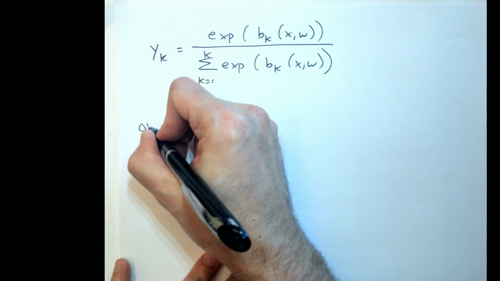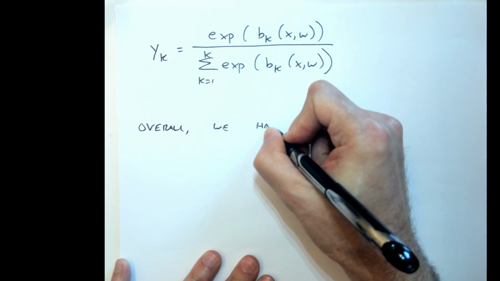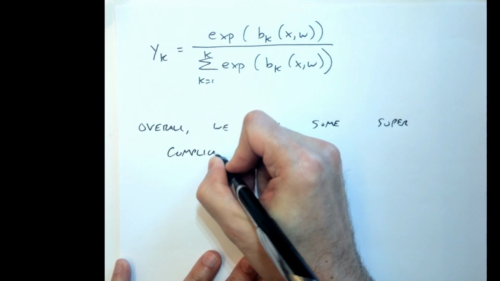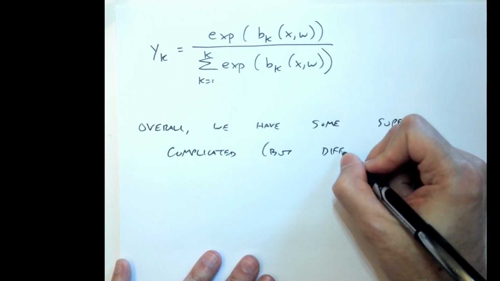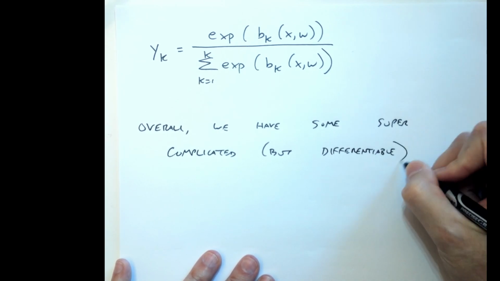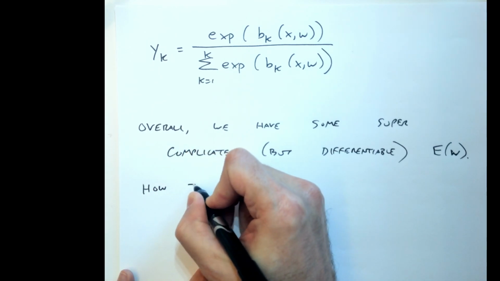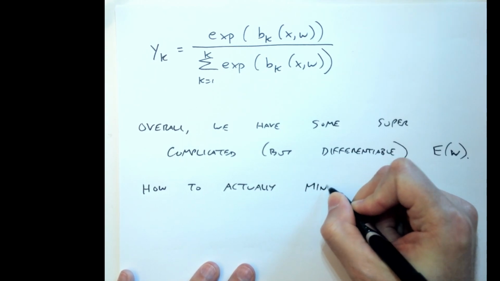And so overall, we have some super complicated but differentiable cost function. And it's also highly nonlinear because buried in this cost function are all these sigmoids and stuff like that causing the input variables to not be combined linearly. I mean, the softmax itself is also definitely very nonlinear, right? And so the big challenge then is, how do I actually minimize this function, right? So, how to actually minimize this?